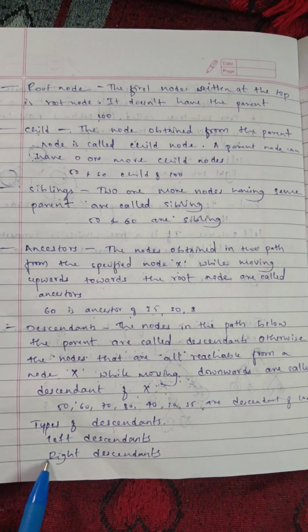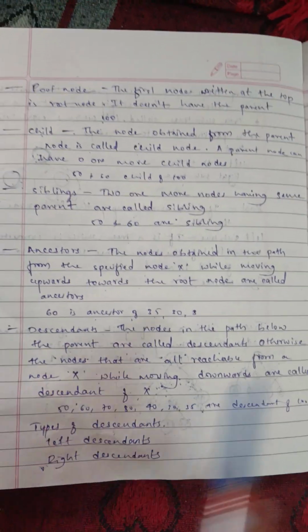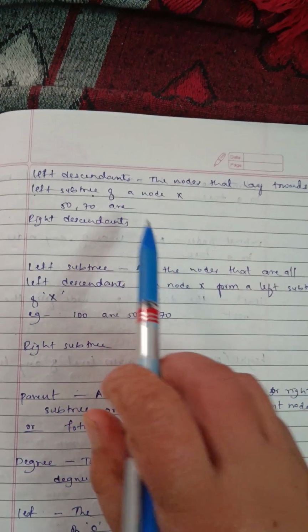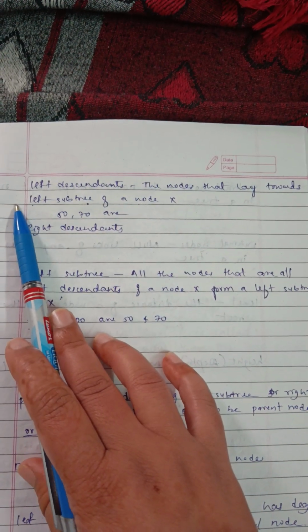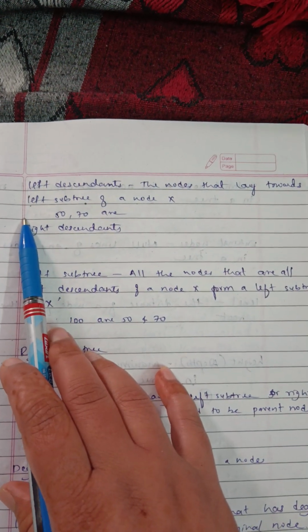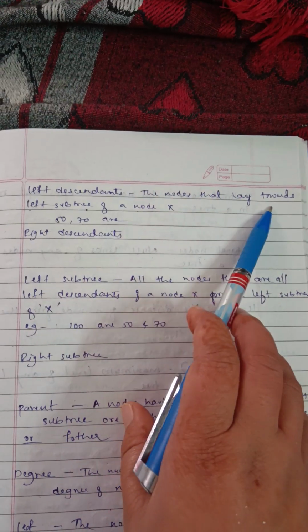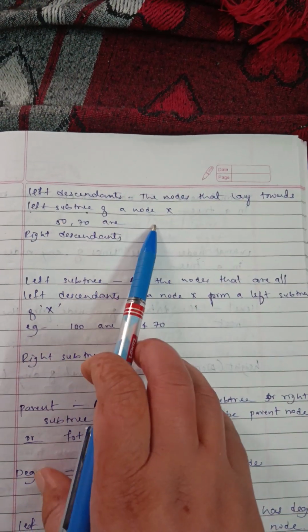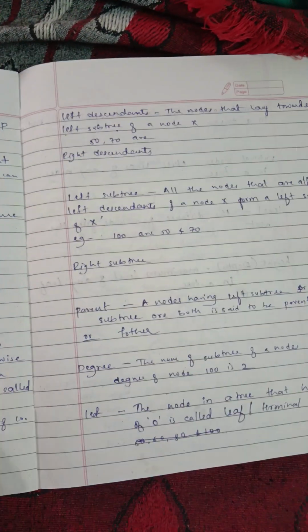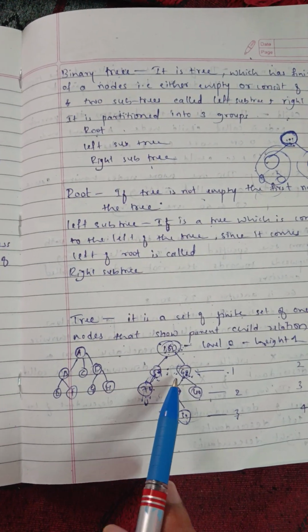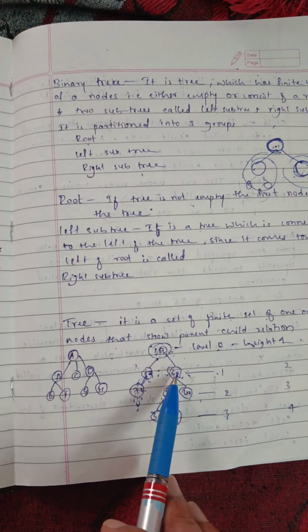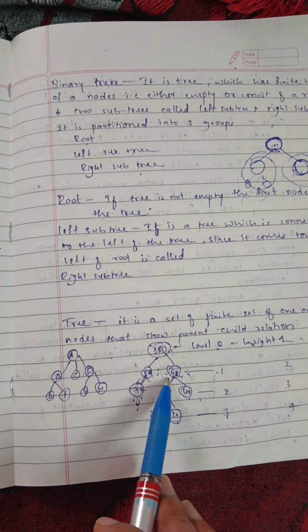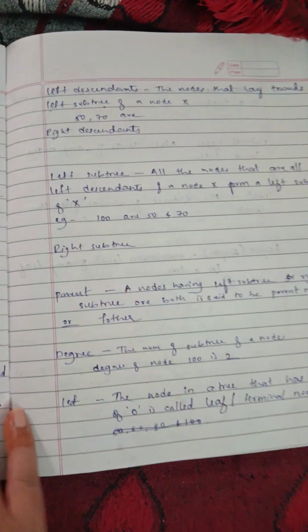And descendants are classified into left descendants and right descendants. Which are the left descendants? The nodes that lie towards the left subtree of a node x are known as left descendants. The nodes that lie towards the right subtree of a node x are known as right descendants. Here, which is the left descendant? 50 and 70 are the left descendants. 60, yes, these are known as right descendants.